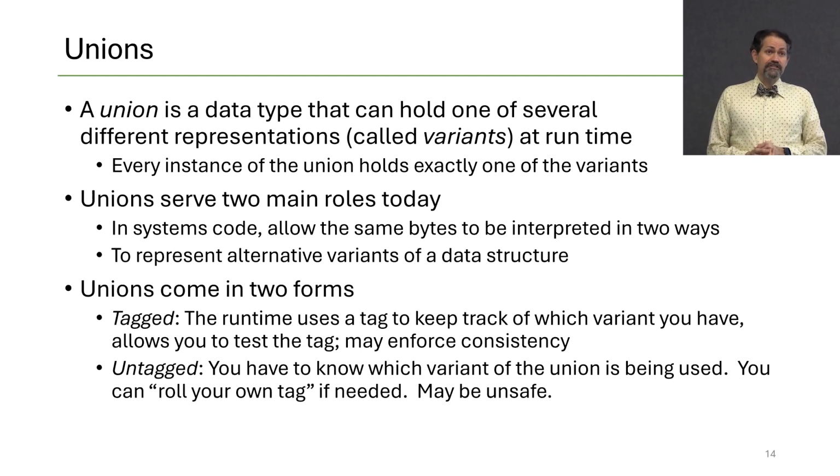The other alternative is untagged unions. In this case, you have to know which variant of the union is being used. You can do that by rolling your own tag, basically adding another construct to a surrounding struct, or a Boolean or something, so you know at all times what the variant is going to be. But this can be unsafe, because if you read one variant and you wrote data in another variant, then that data may not be meaningful when reinterpreted the other way.